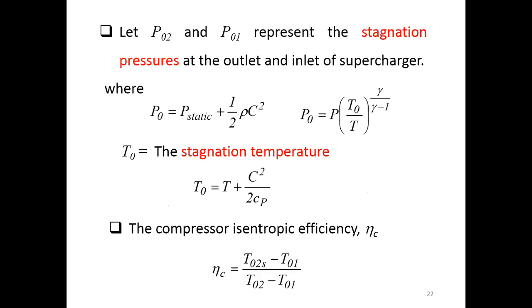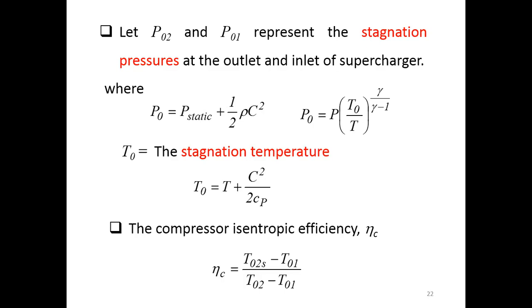Okay. Now, if we go back and look at the property of the working fluid that flows to the superchargers, such as pressures, we can do the same as the enthalpy, by defining P02 and P01 to represent the stagnation pressures. Like we have stagnation enthalpy, we can also have stagnation pressure. And P02 and P01 are the stagnation pressures at the outlet and the inlet of the superchargers.